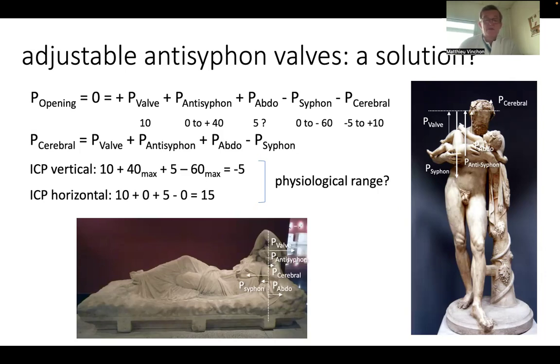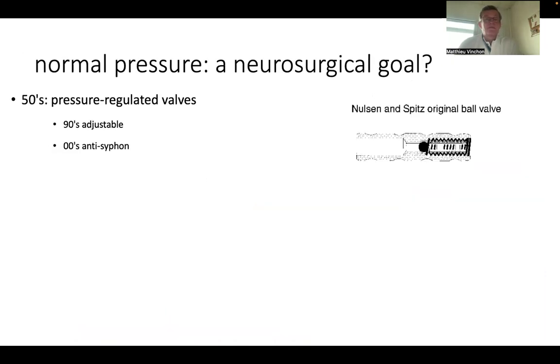One problem with these valves is that when patients present with headache in the upright position, it's difficult to guess if it is overdrainage or underdrainage. So we have to wonder if maintaining a low intracranial pressure is a neurosurgical goal.